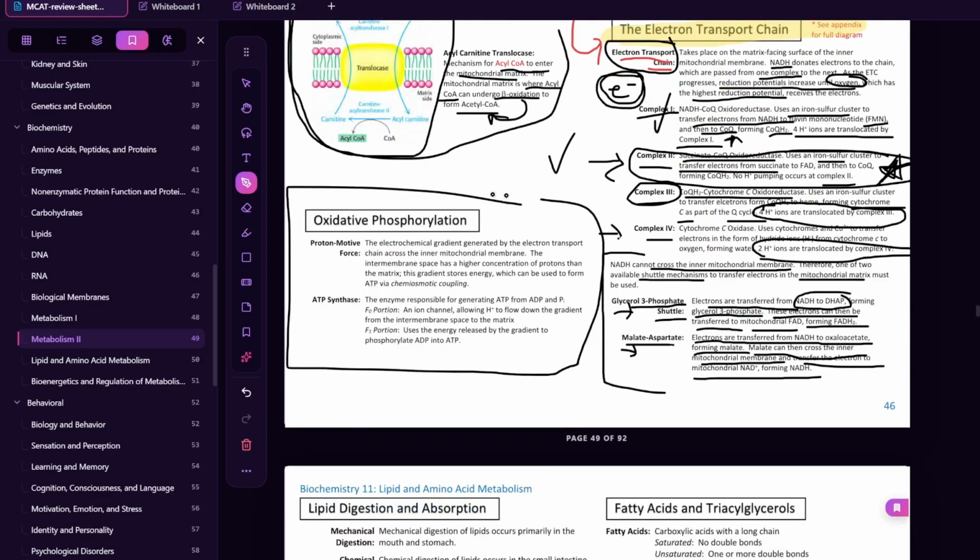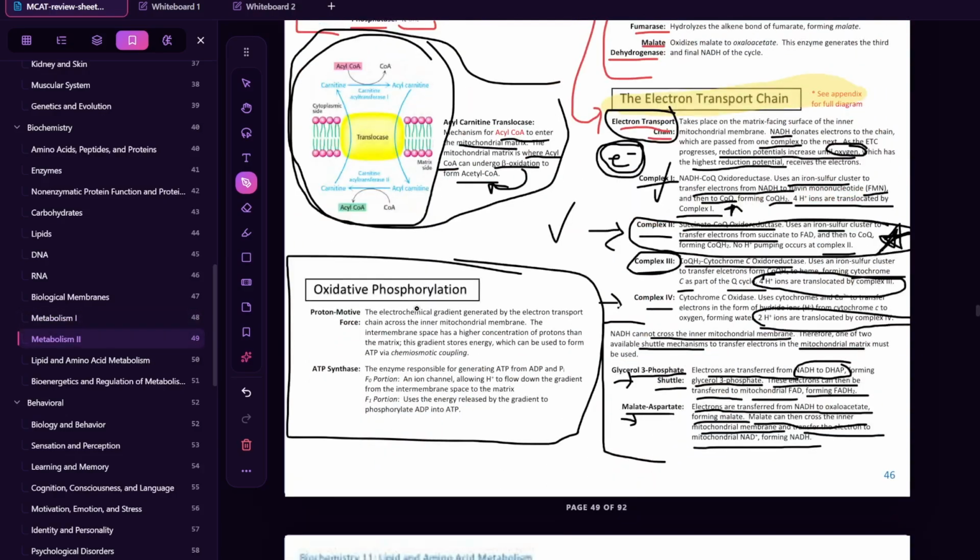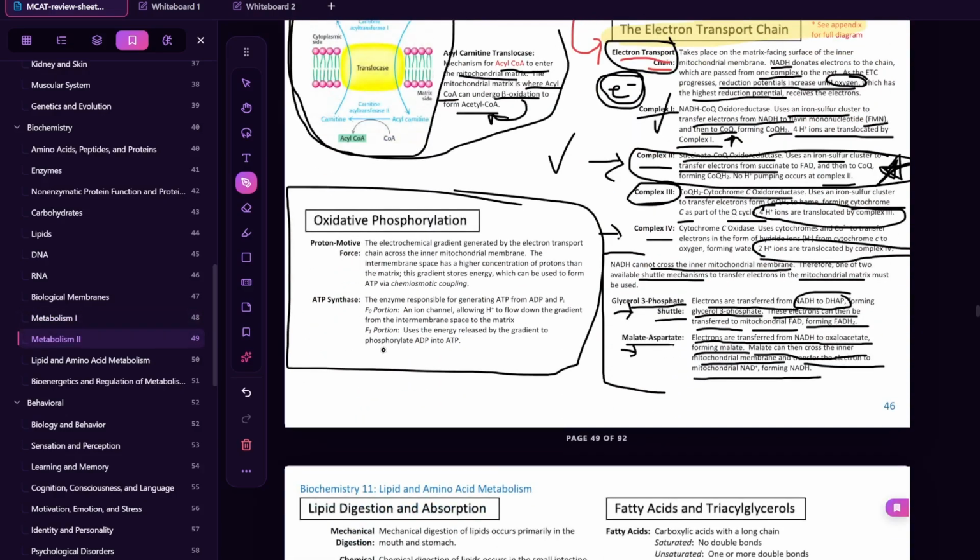Oxidative phosphorylation. We went over oxidative phosphorylation in the diagram image, but basically all of oxidative phosphorylation includes the proton motive force and ATP synthase. For the proton motive force, remember there was a lot of H+ being pumped out by the complexes, getting a lot of H+ translocated out of the membrane. So it creates an electrochemical gradient, generated by the electron transport chain across the inner mitochondrial membrane. The intermembrane space has a higher concentration of protons than the matrix, so this gradient stores energy, and this can be used to form ATP via chemiosmotic coupling.